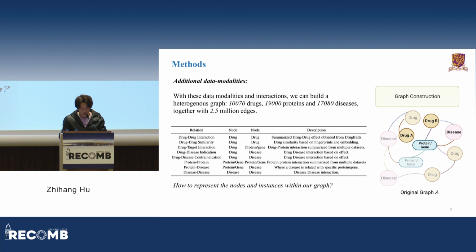After we extract all these additional data modalities and features, how do we integrate and represent these modalities together? Here we use a heterogeneous graph, which takes all these modalities together and represents them as nodes or edges, which refer to the instances and relations. After we build this heterogeneous graph, we have around 10,000 drugs, 20,000 proteins, and 17,000 disease nodes, together with 2.5 million edges. The different edge types and node types are shown in the table and figure.